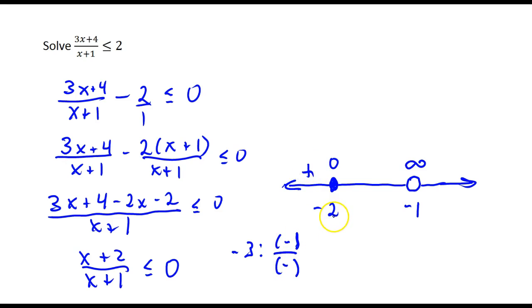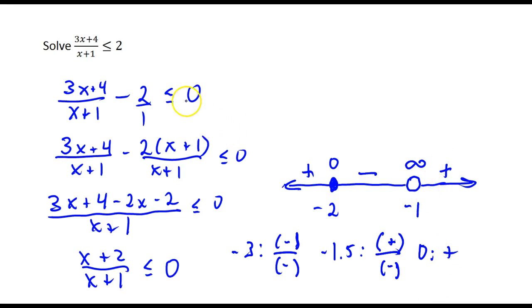Let's pick a number between -2 and -1. Say -1.5. The numerator will be positive. The denominator will be negative. A positive over a negative is negative. And finally, put in a number to the right of -1. Say 0. And 2 over 1 is positive.